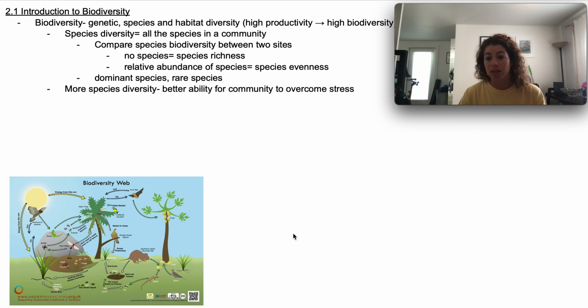We did, I believe, the Simpson's biodiversity index in one of our labs, which compared species richness and relative abundance of species between different habitats. If this topic is confusing to you, I suggest going back and reviewing that lab that we did on species diversity indices. We can also look at dominant versus rare species and their composition in your habitat. And overall, again, which is our theme for this little mini unit, the more species diversity, the better ability for your community to overcome stress.